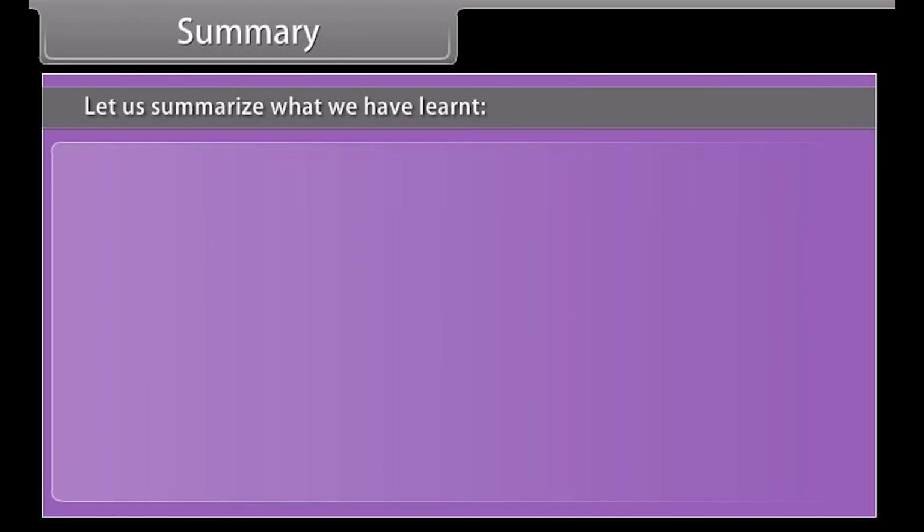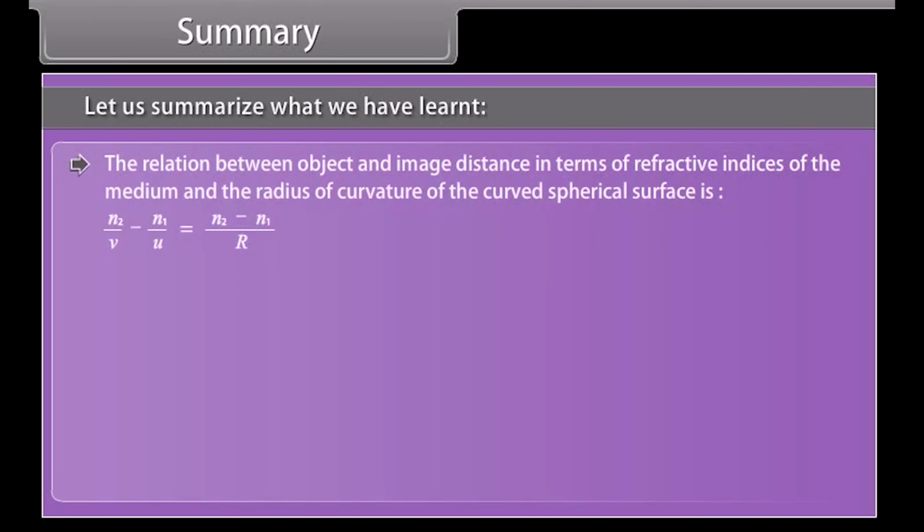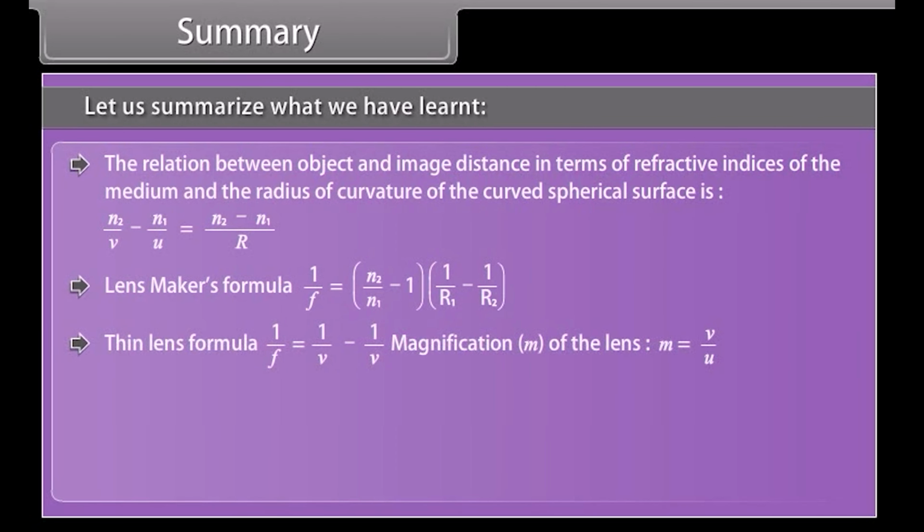Summary. Let us summarize what we have learned. The relation between object and image distance in terms of refractive indices of the medium and the radius of curvature of the curved spherical surface is n2/v minus n1/u is equal to (n2 minus n1)/R. Lens maker's formula is this. Thin lens formula is this. Magnification m of the lens, m is equal to v/u.